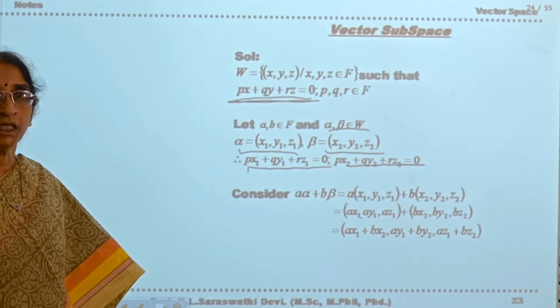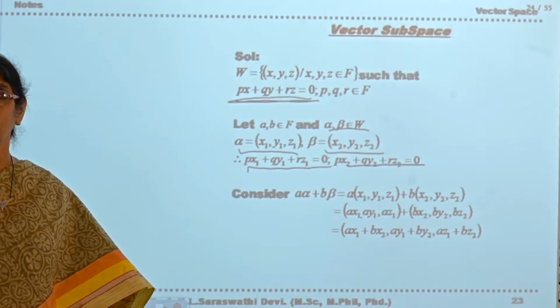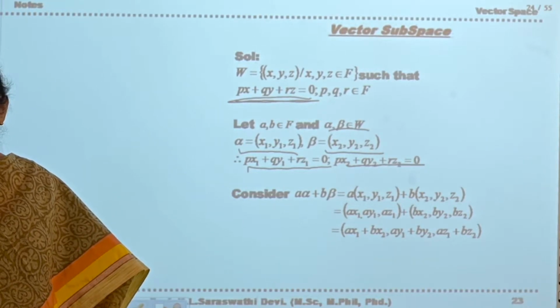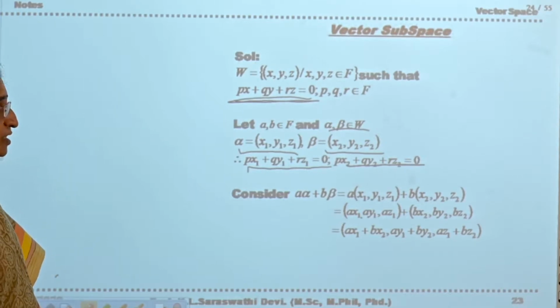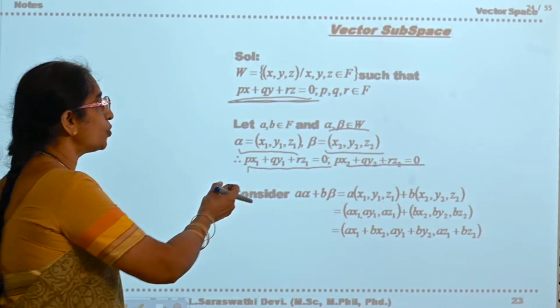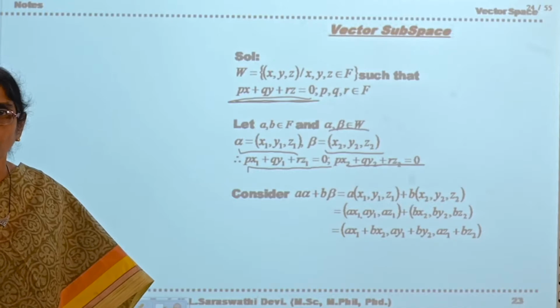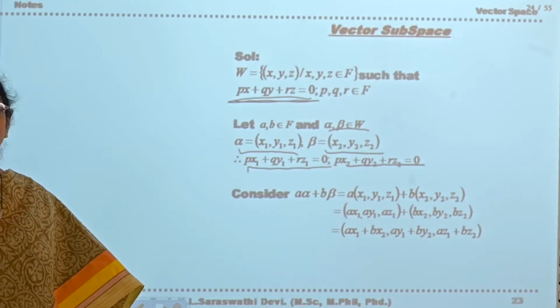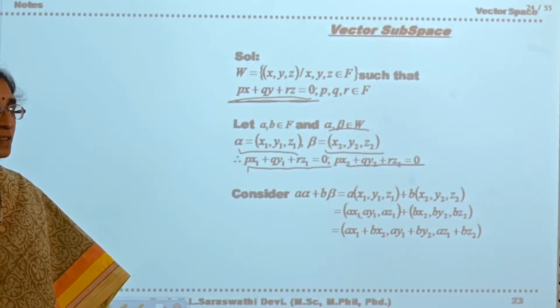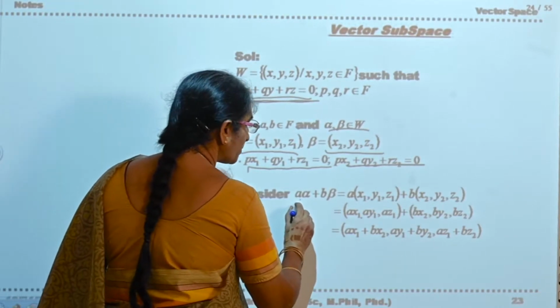Now is it clear? You have taken two elements in W, and those two elements, because they are in W, should satisfy the given condition Px plus Qy plus Rz is equal to 0. Here these two are satisfying. Now you want to say W is a subspace. In order to say W is a subspace, you have to consider A alpha plus B beta.